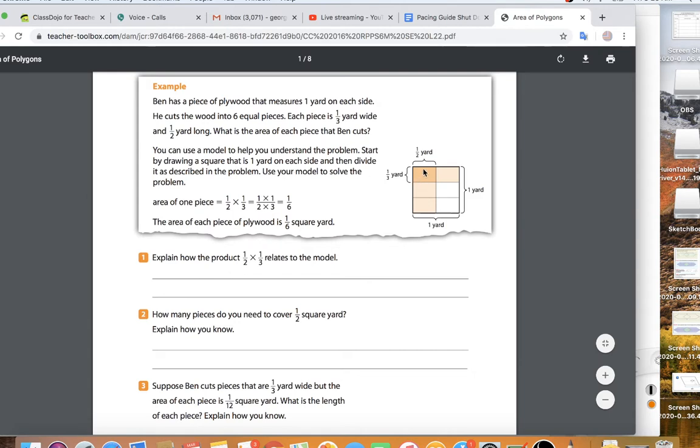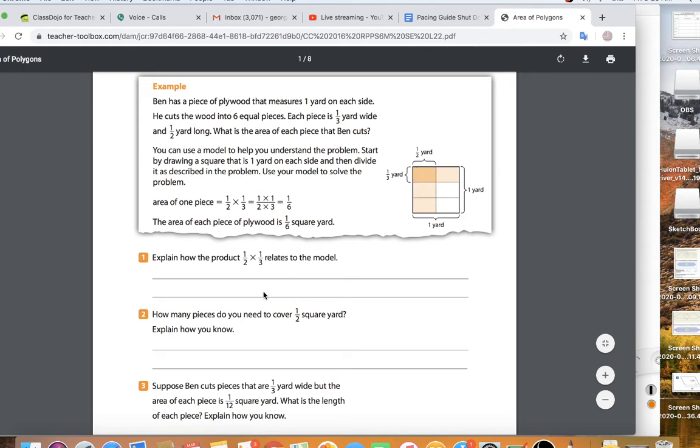I wonder if it's asking just for this one. You can use a model to help you understand the problem. Start by drawing a square that is 1 yard on each side and then divide it as described in the problem. Use your model to solve the problem. So if it's 1 yard, split into halves, we would have two halves, 1, 2. 1 yard going this way, it's split into 1/3 of a yard, so we would have 3 going this way. The area of one piece, the piece that Ben cuts out, is one side by the other side, 1/2 by 1/3. When we do that, we get 1/6. That means that the area of the piece of plywood that he cut out right here is 1/6.